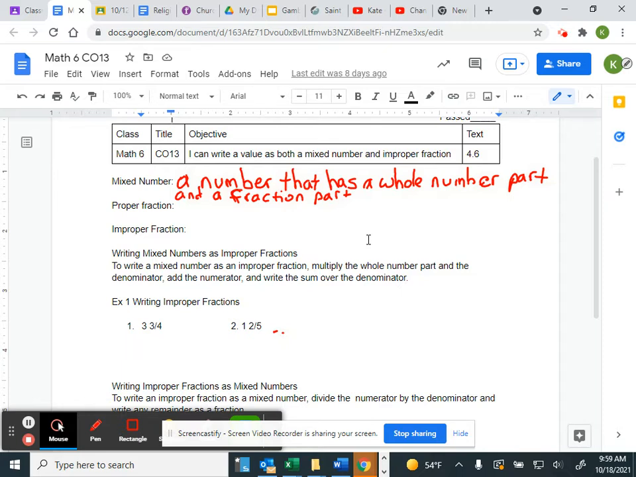A proper fraction is a fraction whose numerator is less than the denominator.